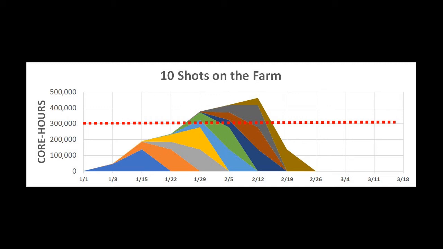Well, when you pile them all on top of each other and you schedule them all one after another, so the next shot's beginning as the last shot's starting to ramp down, and you lay them all on top of each other to fit them in that 10-week period, well, now you've got a problem. You add up all those core hours, and you've now exceeded your capacity. You need more farm.